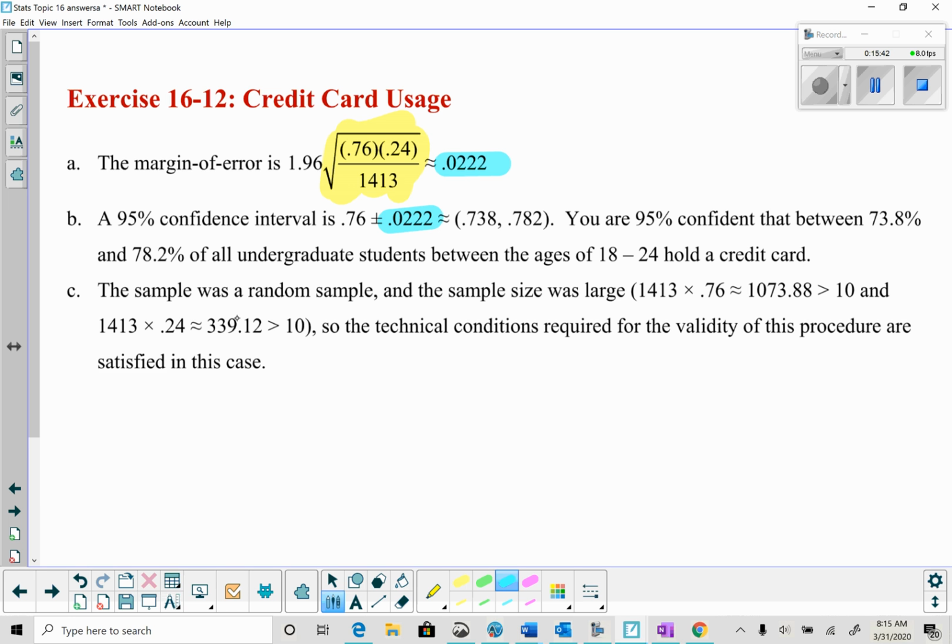We need both of those products to be greater than 10, and we need some indication that it was a random sample. Okay, so that's what they're saying here for our central limit theorem with proportions. Those are what they call the technical conditions.